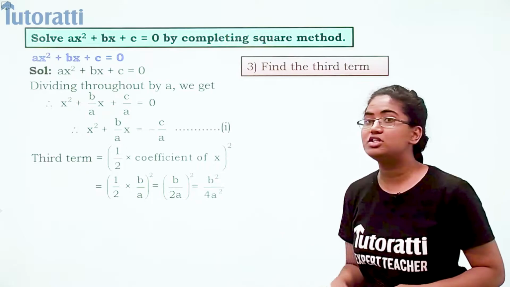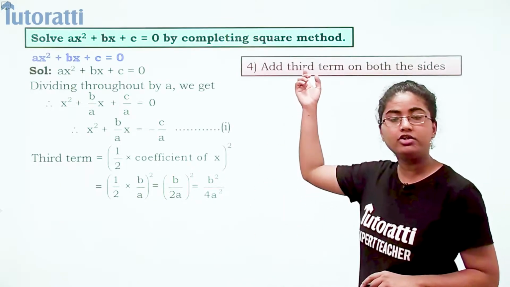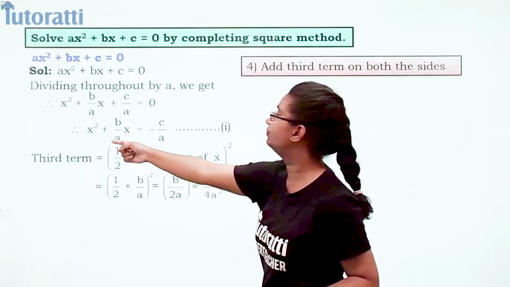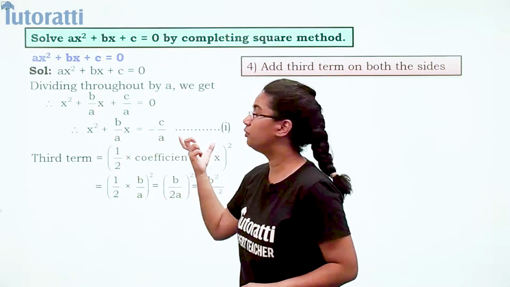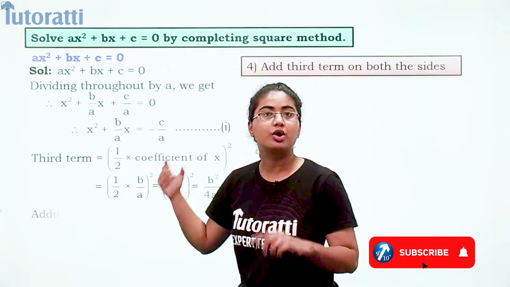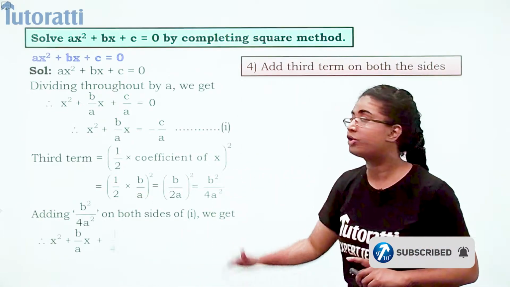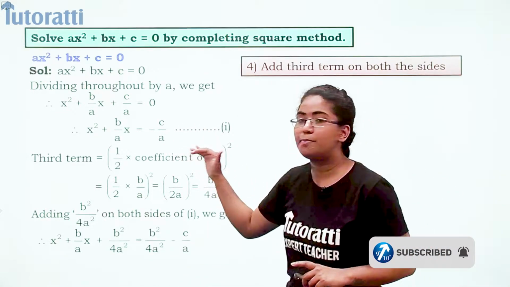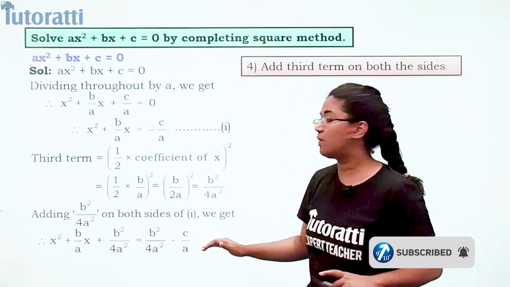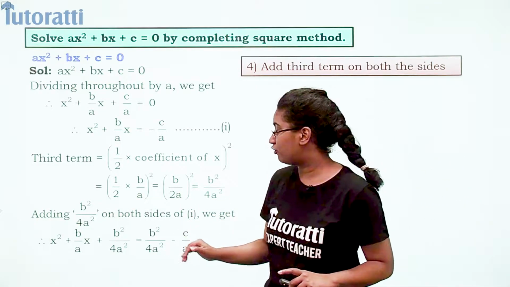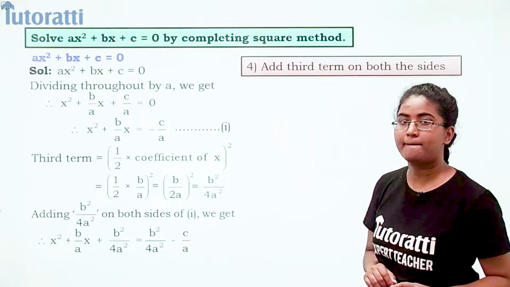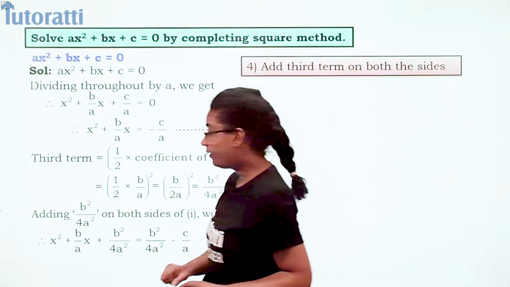What do we do with this third term? We add it to both the sides of our equation. This is the equation, you take the third term, you add it to both the sides of your equation. So our equation becomes x square plus b upon ax plus b square upon 4a square is equals to b square upon 4a square minus c upon a. What happened?